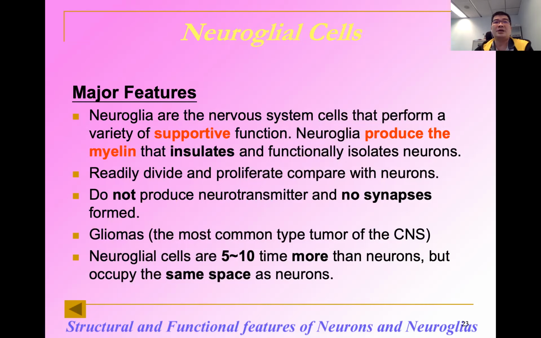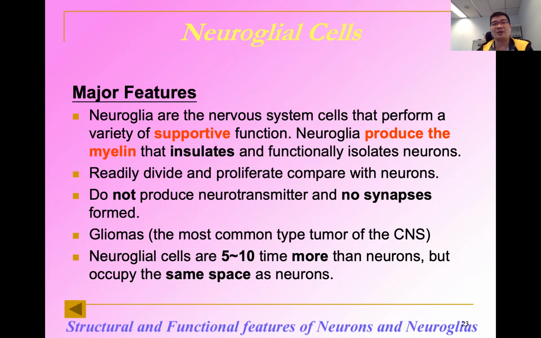The glia cells do not actually produce neurotransmitters, and they don't have synapses. But glia cells are actually very important in the transmission of neurotransmitters. When we talk about those neurotransmitter pathways, you see that the glia cells are also playing an important role in neurotransmission.